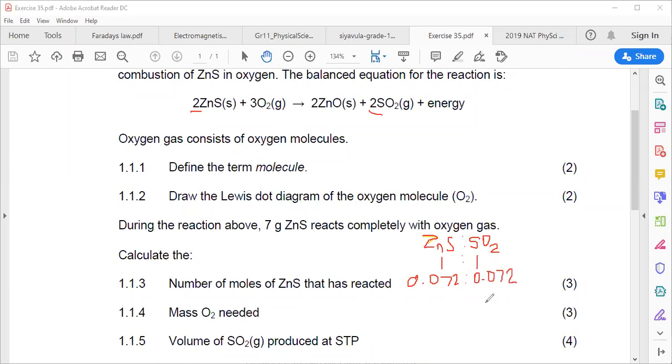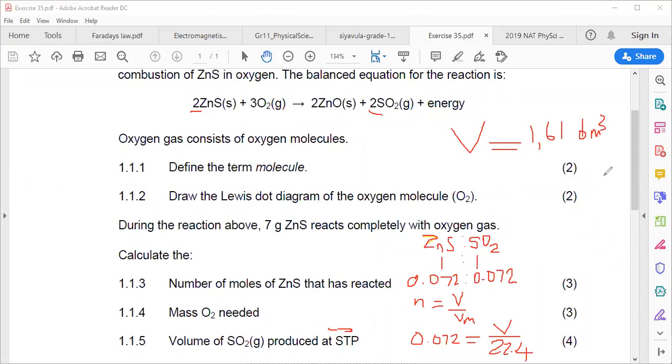The ratio is 1:1. After that, I go to volume. I'm told it's at STP, so my molar volume is going to be 22.4. I use my formula, number of moles is equal to V over Vm. So 0.072 is equal to my volume V over molar volume, which is 22.4. Then I cross multiply. What answer are you getting for V? 1.1, 2 decimal places, so you're getting cubic decimeters.